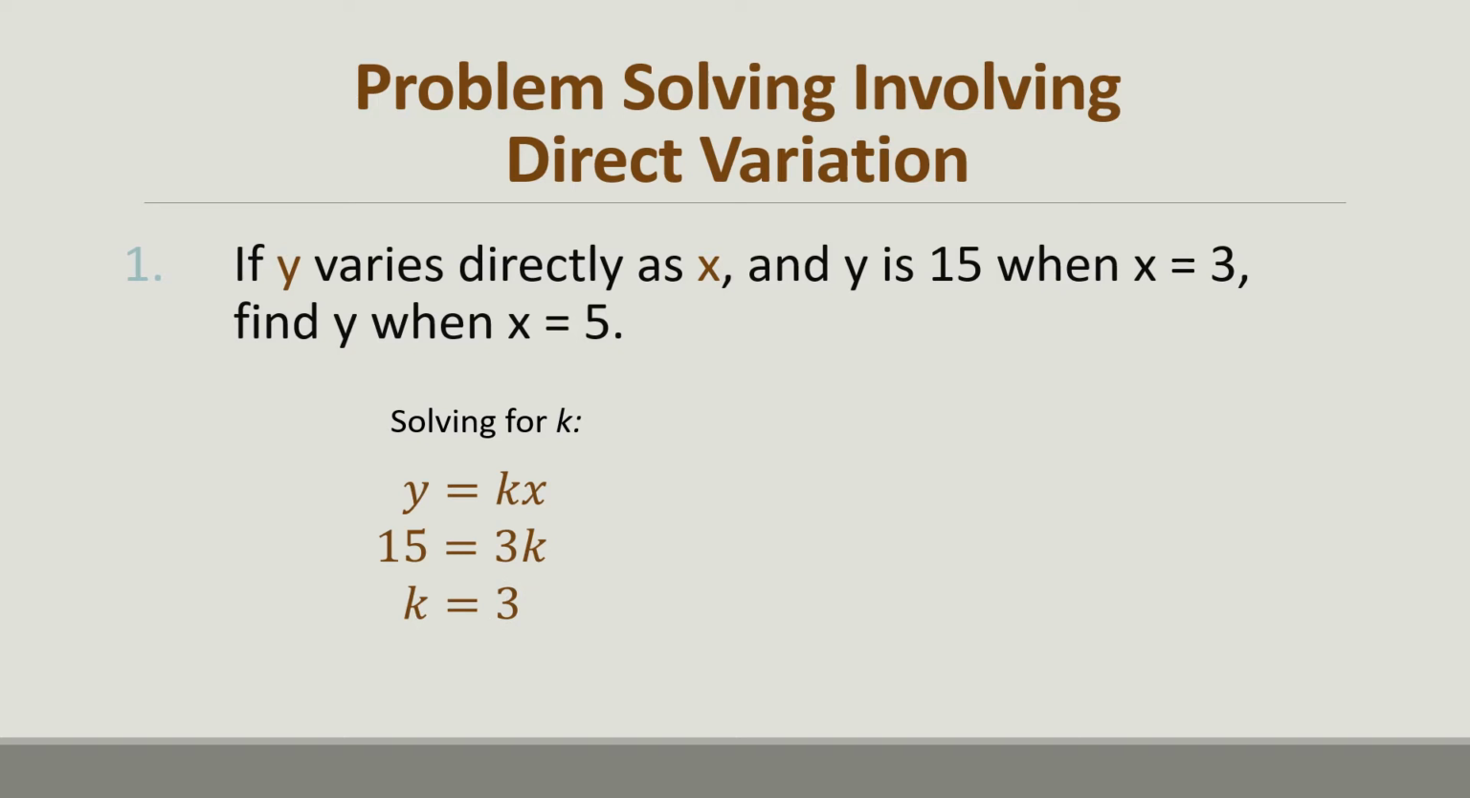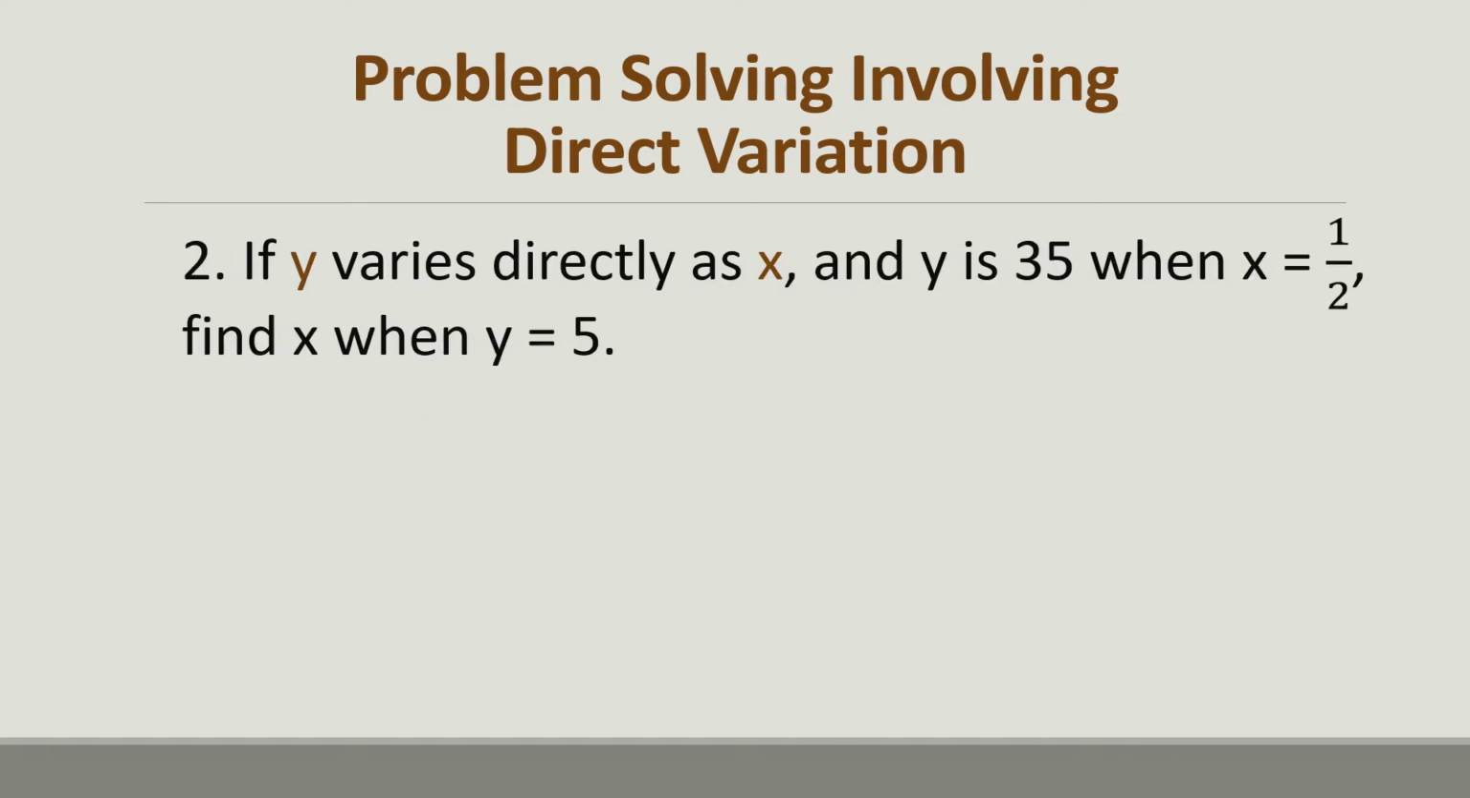So now that we have k, we can solve for y, because it says here in the last clause, find y when x is equal to 5. So now that we have k, we solve for y again. We write the equation again, y equals k times x, and we substitute 5 to x and 3 to k. So we have there y is equal to 3 times 5, and that will give us y equals 15. So for this problem, y is equal to 15.